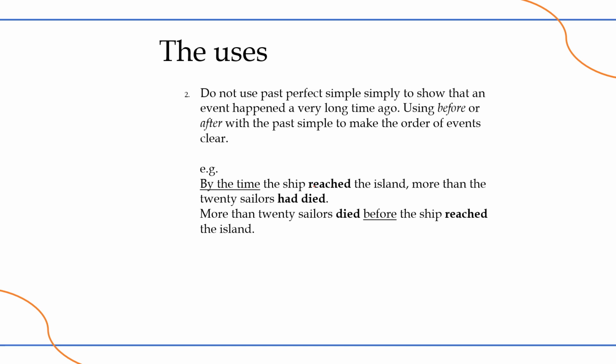So here, have a look at the example. By the time here is almost the same as before. The ship reached is in the form of simple past. Had died is in the form of past perfect. So had died here is the first event and reached is the second or the following event. When the relationship between the events is not really clear, you can use past perfect for the first event and simple past for the second event.